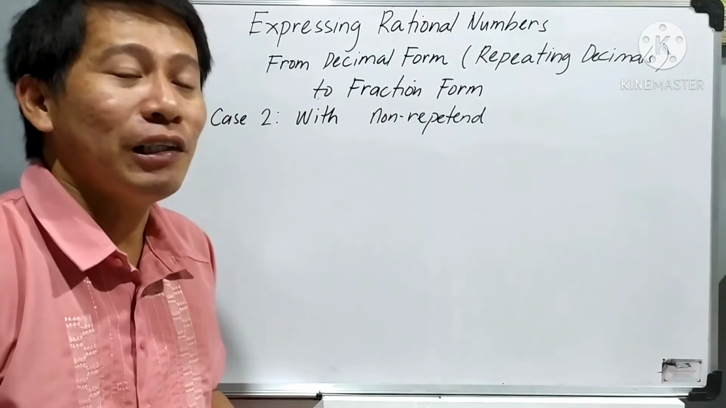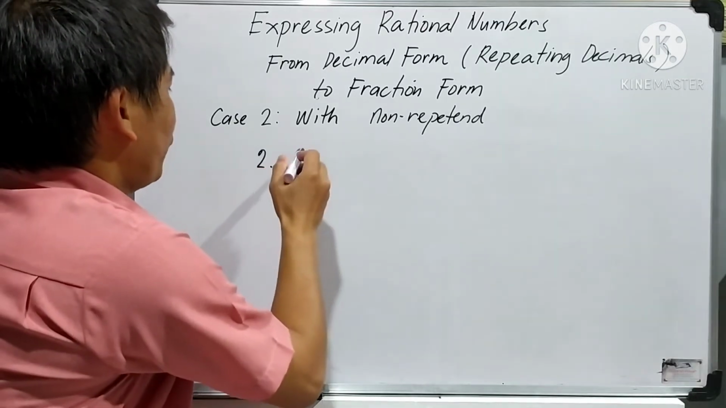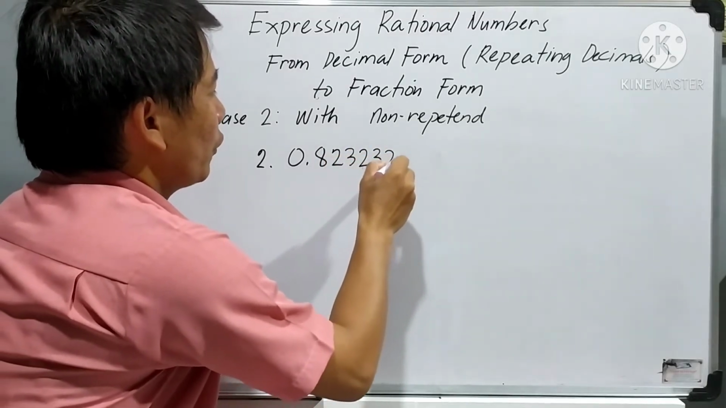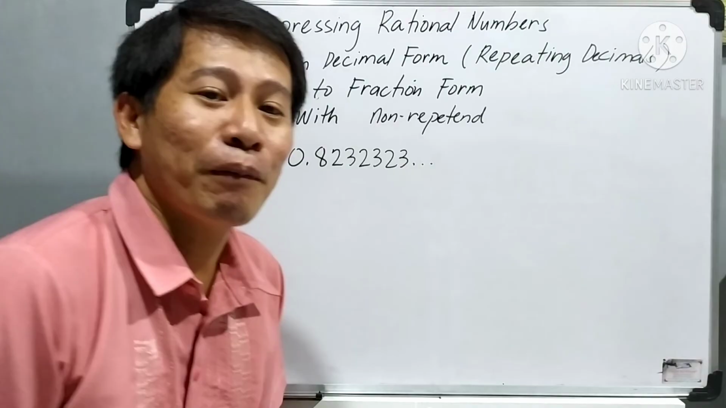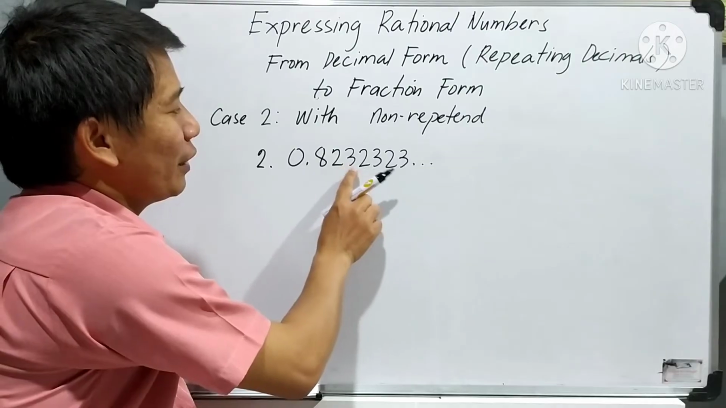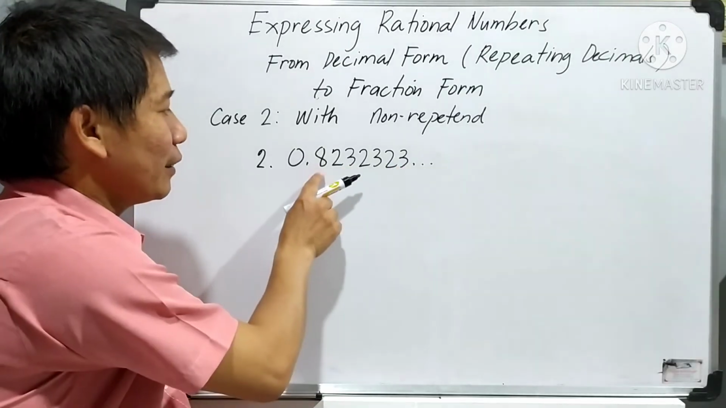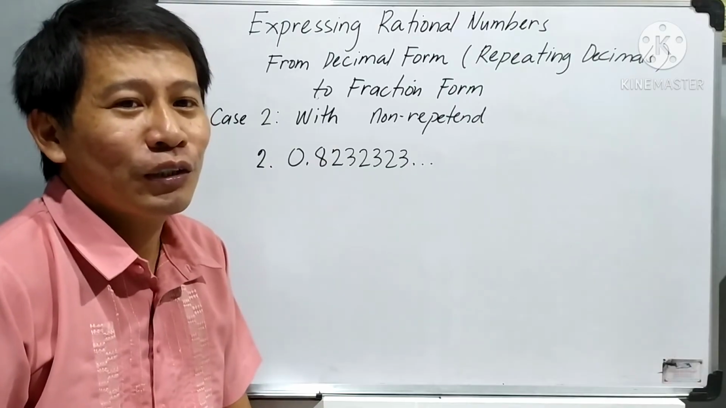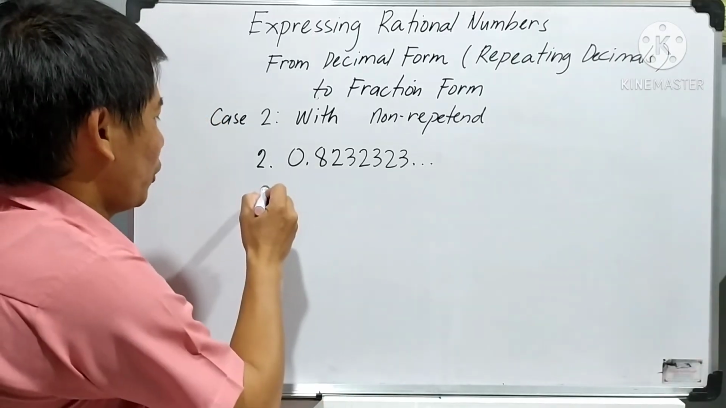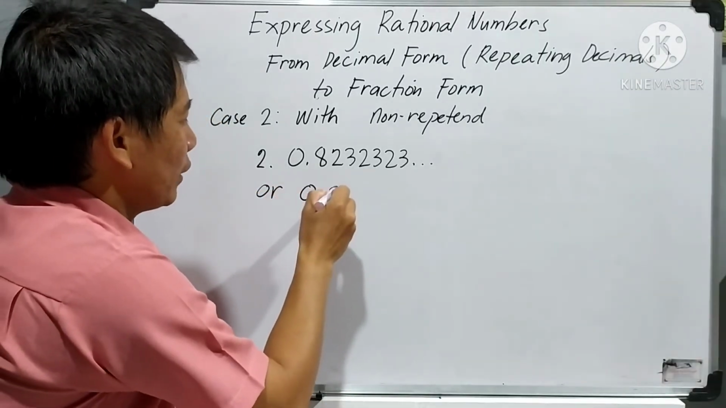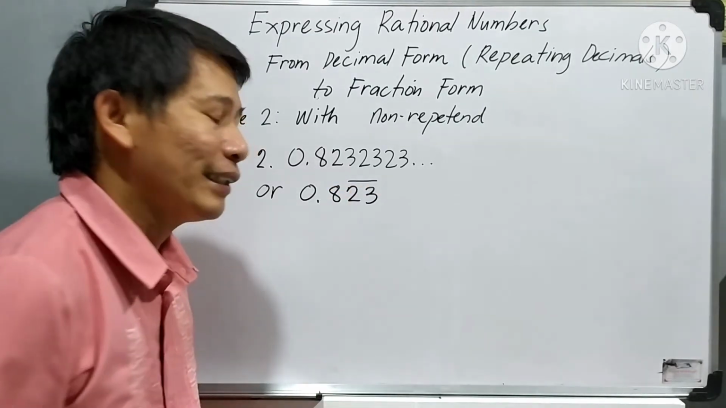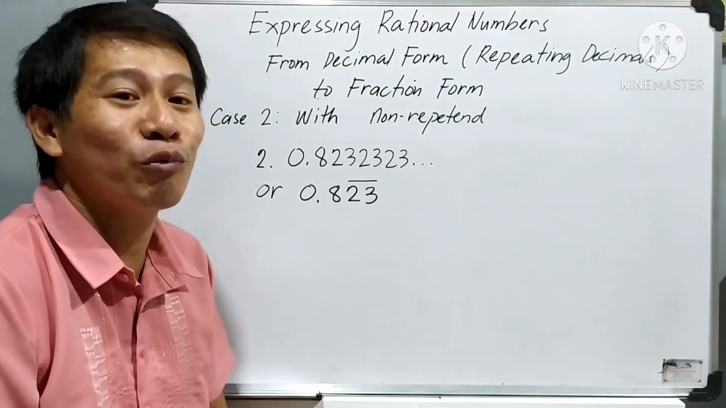Okay, let's have more examples. Suppose we have here 0.8 23 23 23. What do you notice in our example? Our repeating digits are 23, 23, 23, and 8 is non-repeating. So same as before, we write that using the vinculum. So we'll have 0.8 and we have here 23, and only 23 has the vinculum because only 23 is repeating.